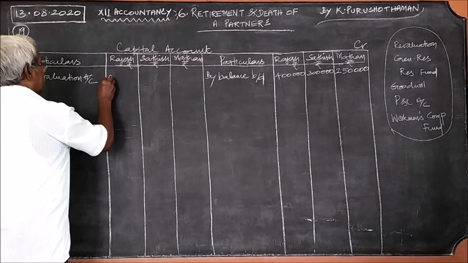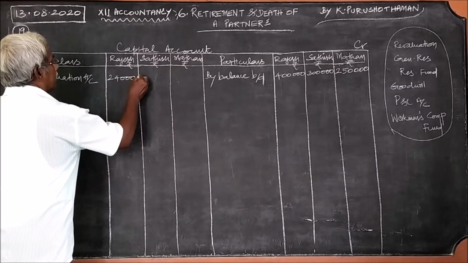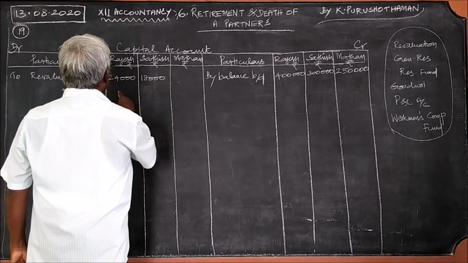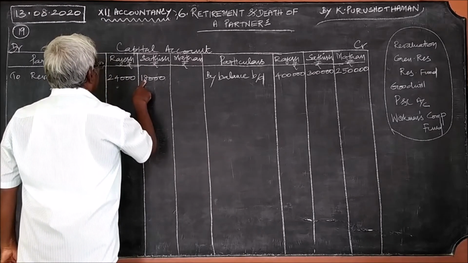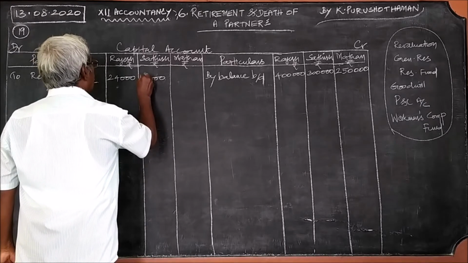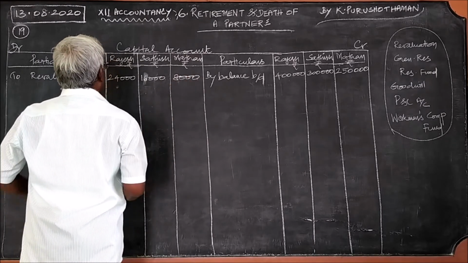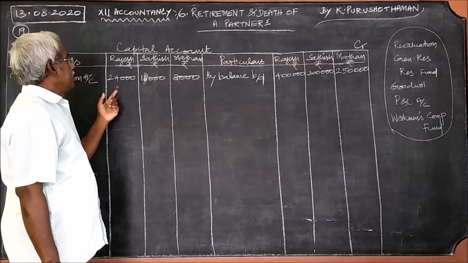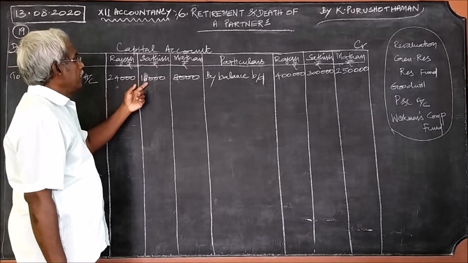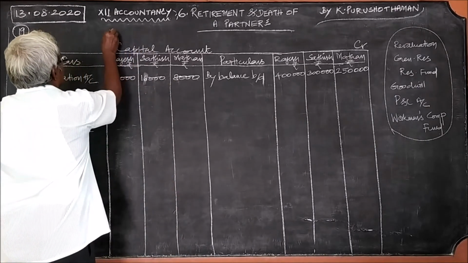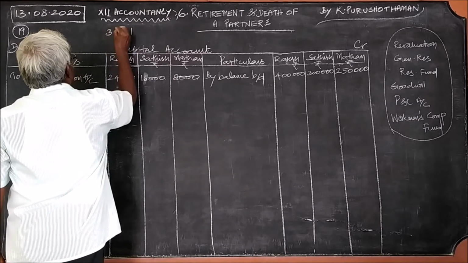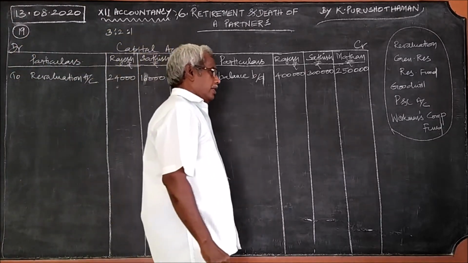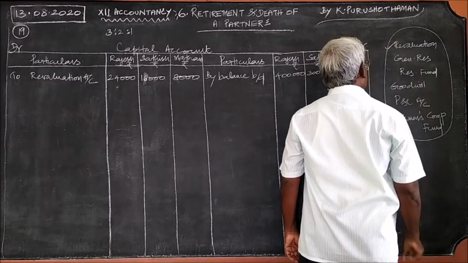So what amount should be here? 24,000, then 16,000 and 8,000. This is the share of amount that we have divided and written in the revaluation account. 48,000 divided by 6, 3 into 8, 2 into 8, 1 into 8, because the ratio is 3:2:1. This ratio only should be taken. We have divided already. After the balance brought down we have written, revaluation also we have written.